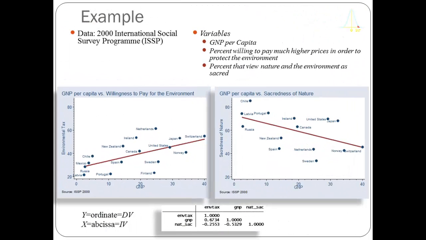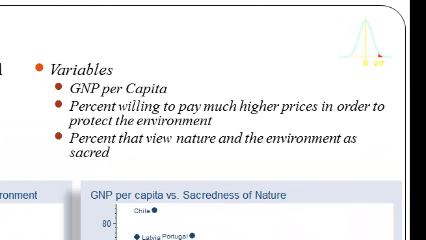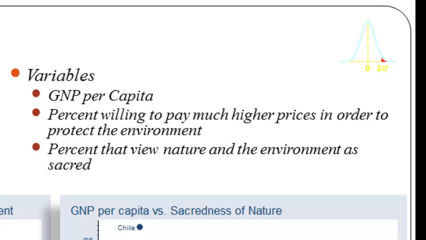Here are two scatter plots based on data similar to the General Social Survey, but international data. I'm looking at two particular variables. One is the percent of a country willing to pay higher prices in order to protect the environment. The other is the percentage of people in a country that view nature and the environment as something sacred. Those are our two dependent variables. Our independent variable here is gross national product per capita.